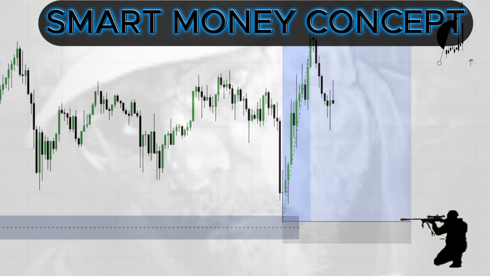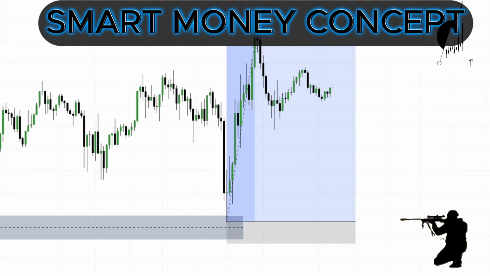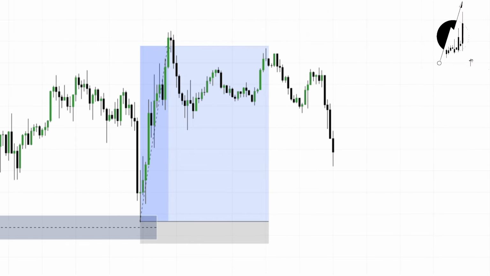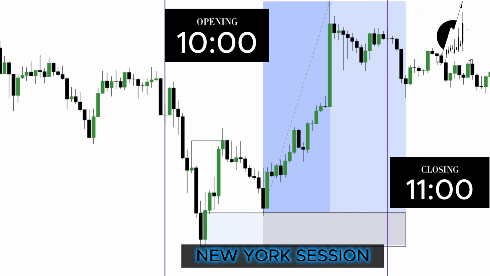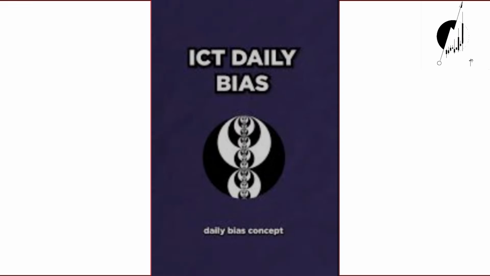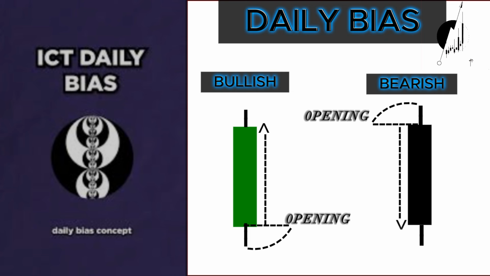But here's the catch. It only works effectively during certain times of the day to make possible the expansion or big move of the day. Typically, the best silver bullet setups happen between 10 a.m. and 11 a.m. during the New York session. Why? Because that's when smart money is active, creating liquidity grabs and high probability trade opportunities. So, having daily bias in mind, you wait to enter at the opening price or the deep price before price expands for the day.